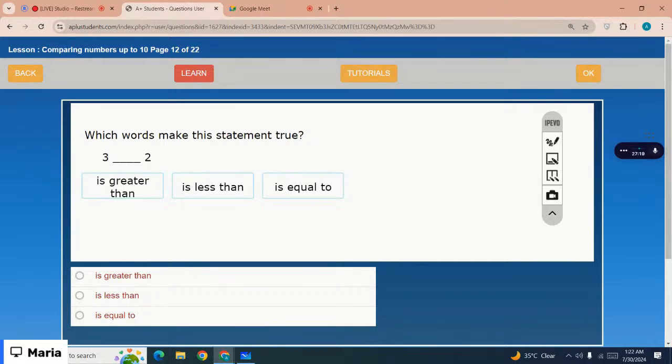Which words make the statement true? 3 and 2, which is the correct option? Very good. 3 is greater than 2. The correct option is greater.